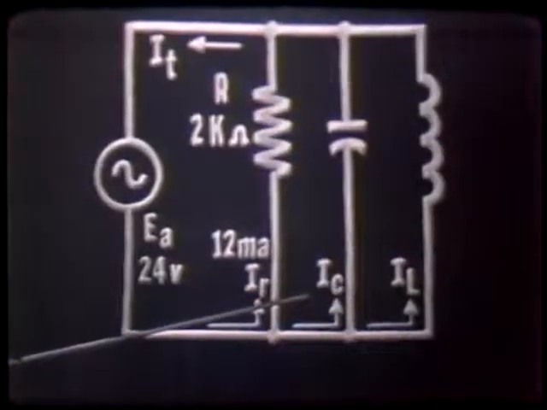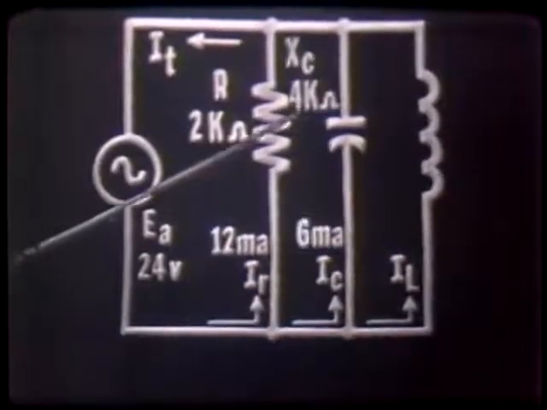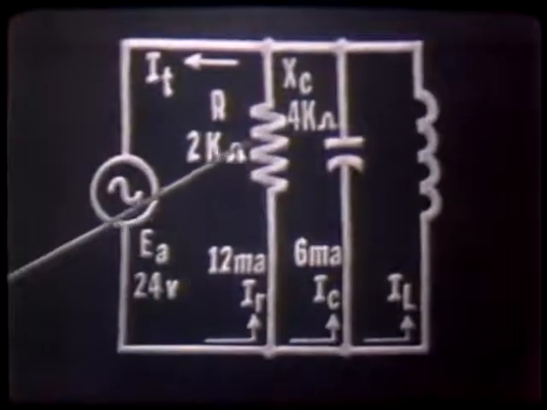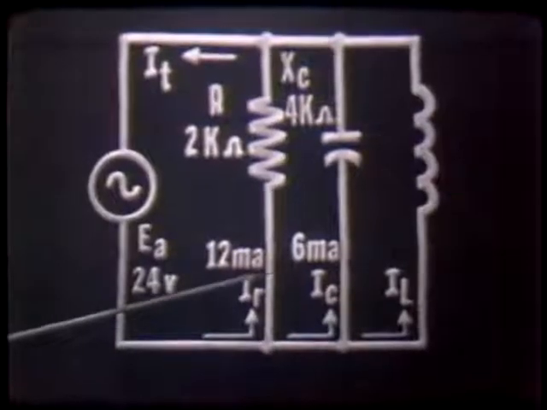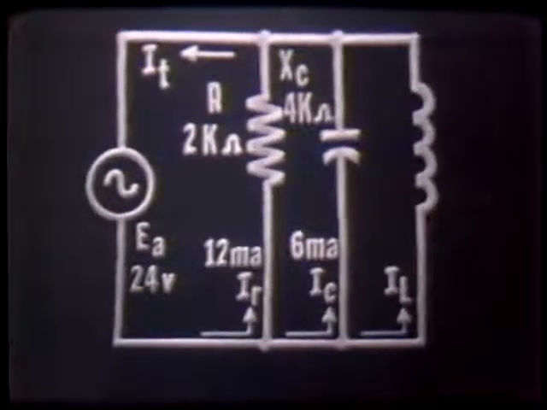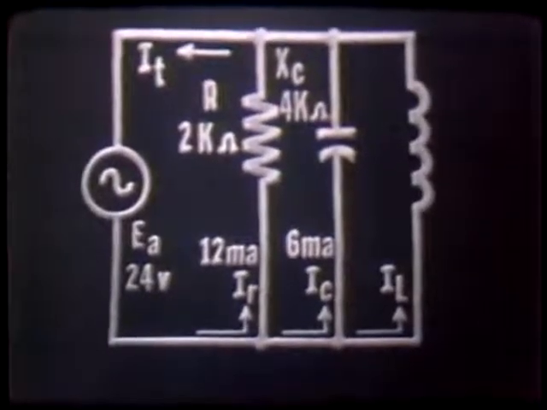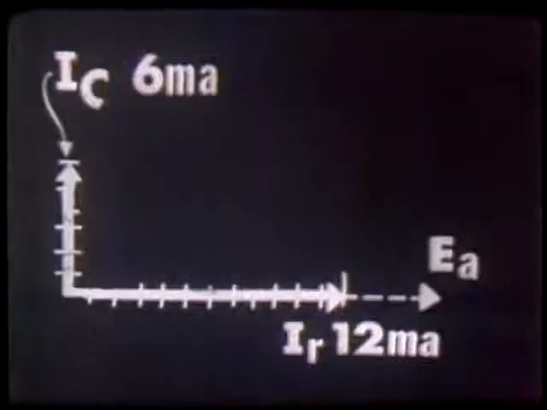Next would be IC, our capacitive current. If we assume a capacitive reactance of 4K ohms with 24 volts applied across our capacitor, then we will have a capacitive current of 6 milliamperes. It would be vectorially plotted this way: IC would lead IR by 90 degrees and is equal to 6 milliamperes, or 6 units long.